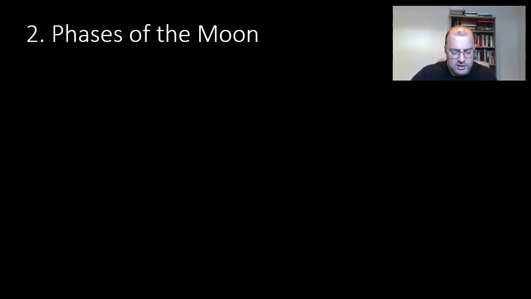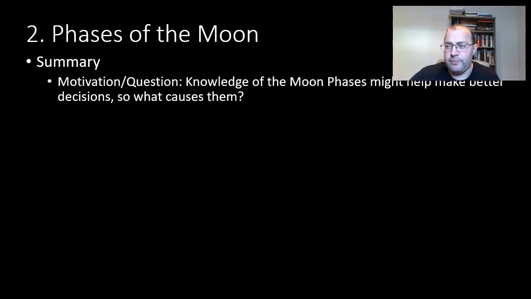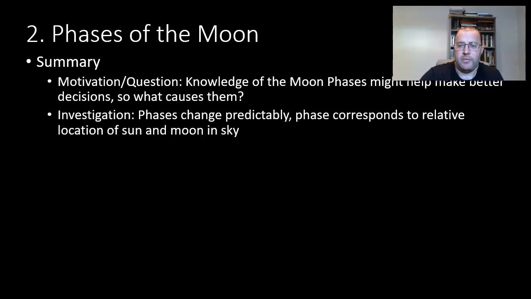All right. Next idea that we looked at was the phases of the moon. So again, start with the summary. The motivation and the question were basically that knowledge of the moon phases might help early peoples make better decisions. So the question became, what causes the moon to change? The investigation was, well, the phase changes are fairly predictable.